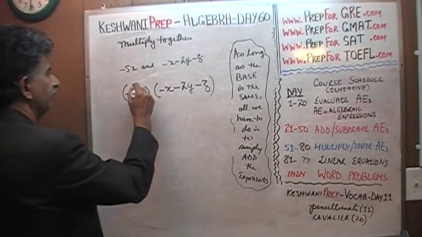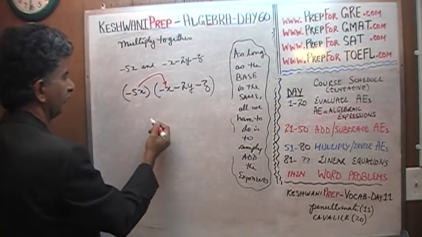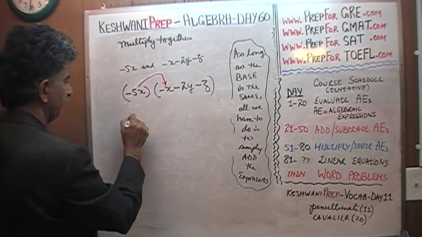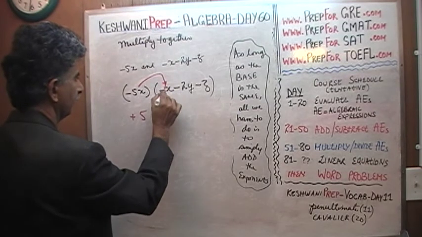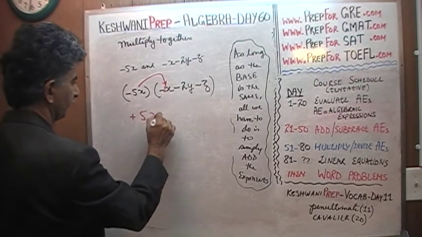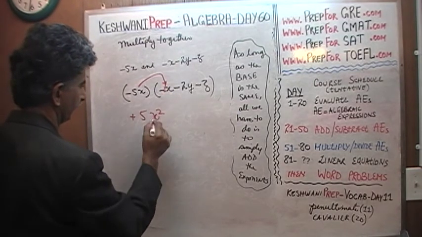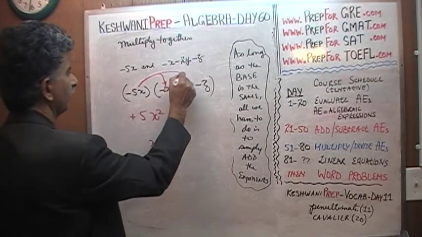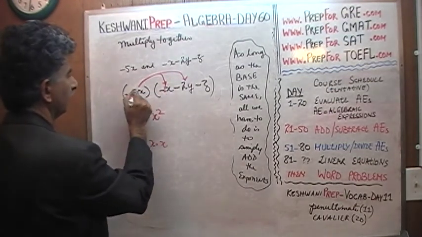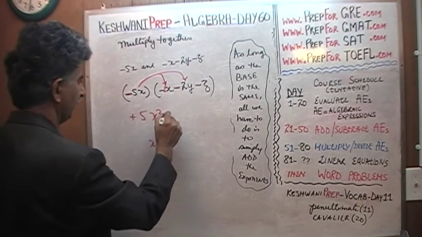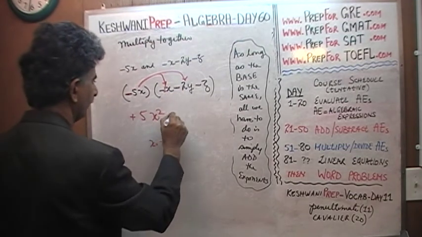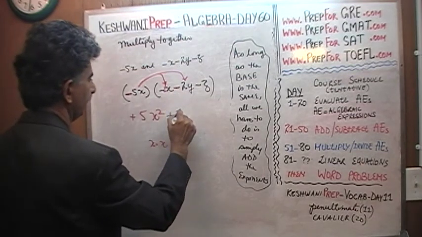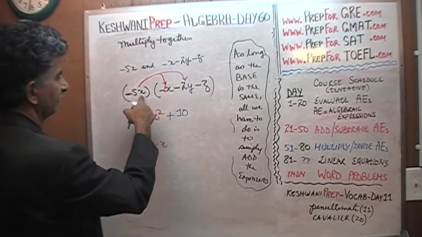So negative 5x times negative x: negative and negative is going to make it positive, and 5 times 1 is just 5 because there is a 1 here, and then x times x is x squared. Move on to the second one. Again, negative times a negative is going to give us positive. 5 times 2 is 10. There is no x here, so it's just x times y.